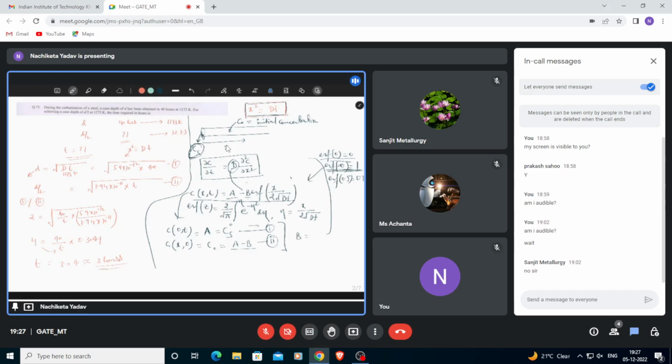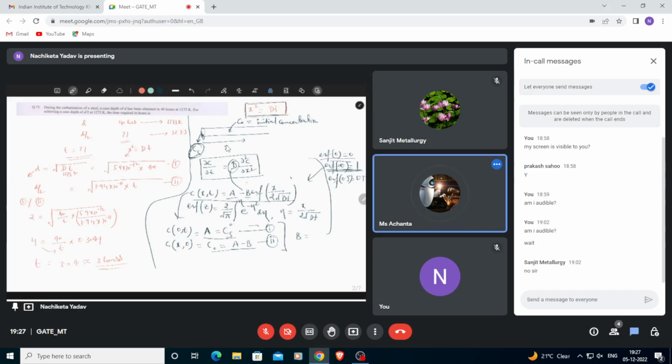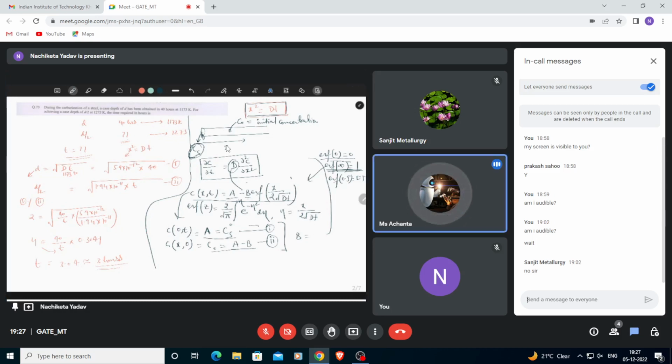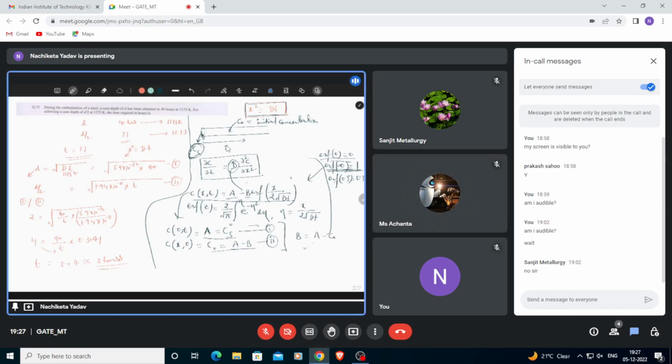You may get questions based on this. This is a carburization problem. I will give some questions based on this. So can you tell me what is the B value? We know A equals Cs and A minus B equals C naught, so the B value will be in terms of C naught and Cs. It will simply be A minus C naught, and we know A is Cs, so B is Cs minus C0. Are you getting it till now?